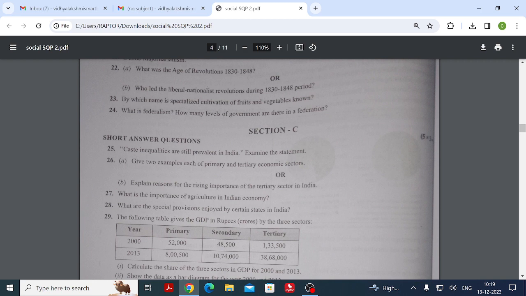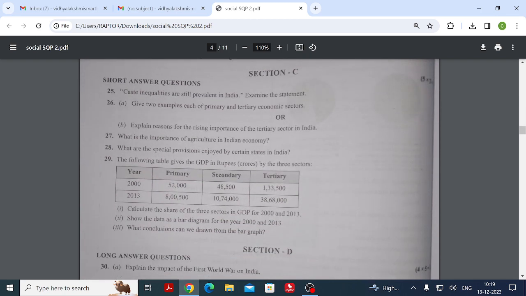Okay, how many levels of governments are there in the federation? Two or more levels. Okay, caste inequalities are still prevalent in India. You can write about that, about casteism, and give two examples of each primary and tertiary sectors. Primary sector, any two examples? Okay, Meena went for fishing, mining, agriculture, dairy products, then quarrying, all those.